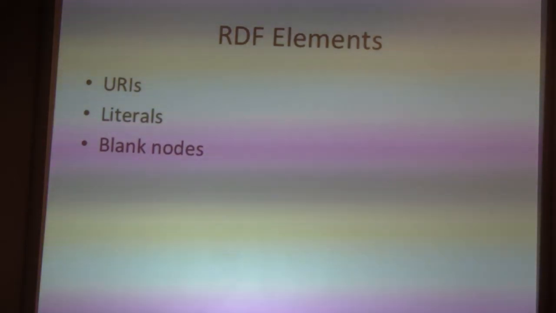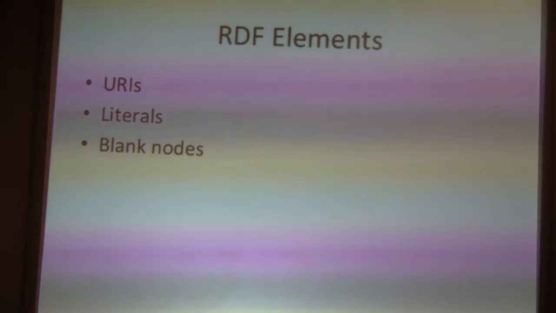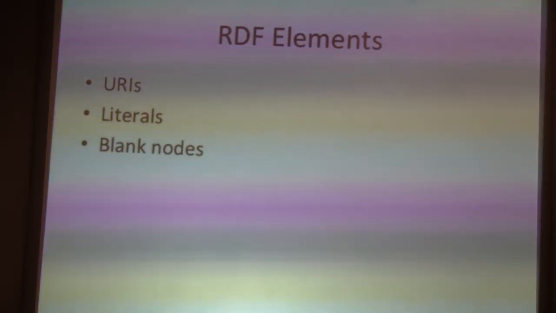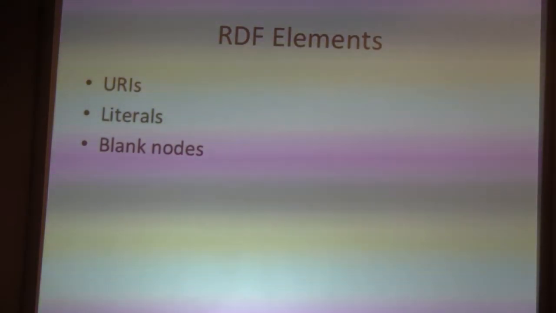So the basic element of the RDF data model is the triple. Very simple: subject, predicate, object. If you want to express it, you need to use RDF elements. So there are three parts, subject, predicate, object, right? Each of them can be elements of a triple. In this case, we use URIs, literals, and blank nodes.